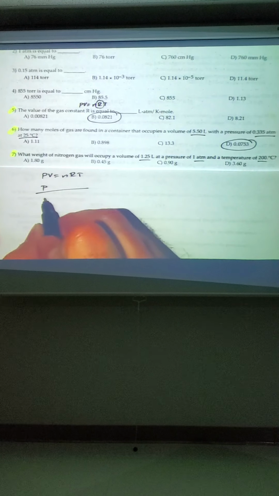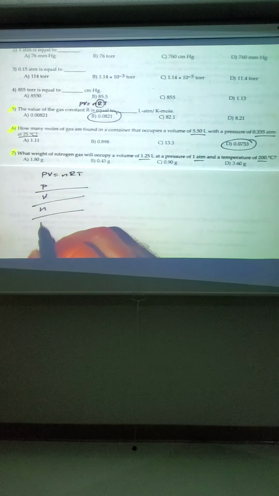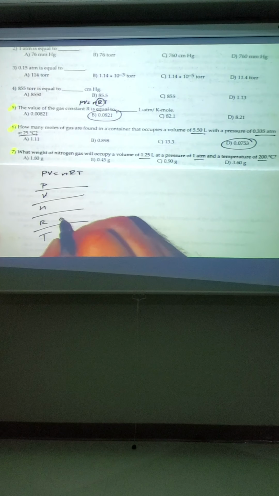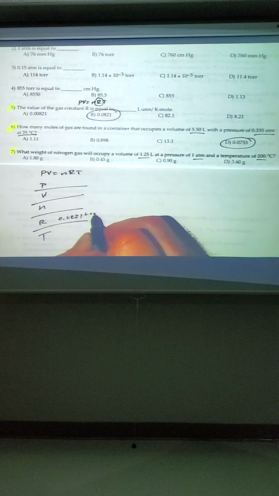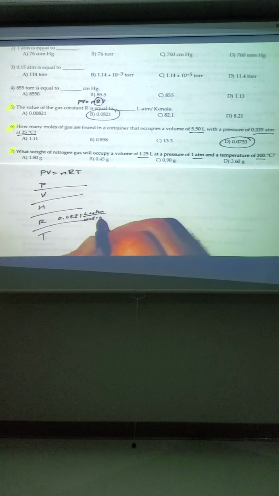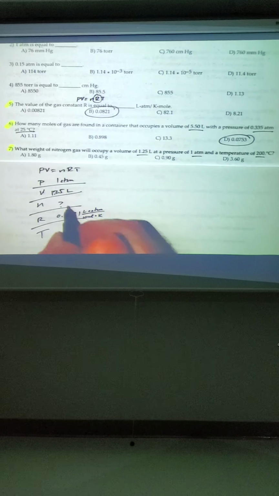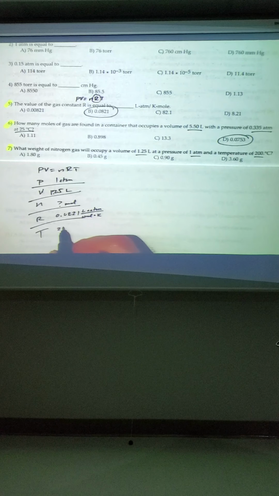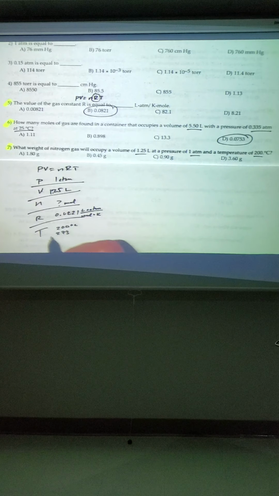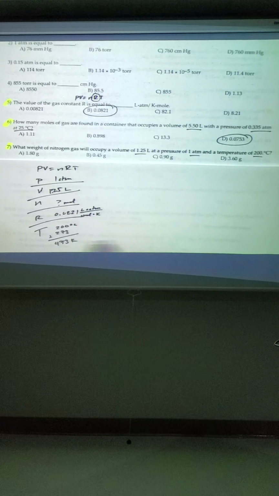So again, single chart. The reason we know that is because one volume, one pressure, one temperature. So we know it's a single chart, not a double chart. So P, V, n, R, and T. R is a constant. You can go ahead and put that in always. Pressure is 1 atmosphere. Volume is 1.25 liters. n is missing, so again, that's what we're looking for, moles. Temperature is in Celsius. Notice R is in Kelvin, so we have to convert that one. 200 plus 273 gives us 473 Kelvin.